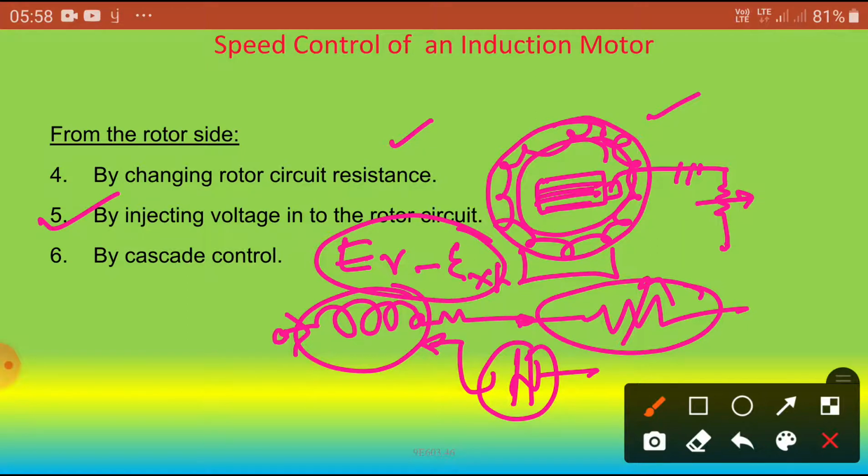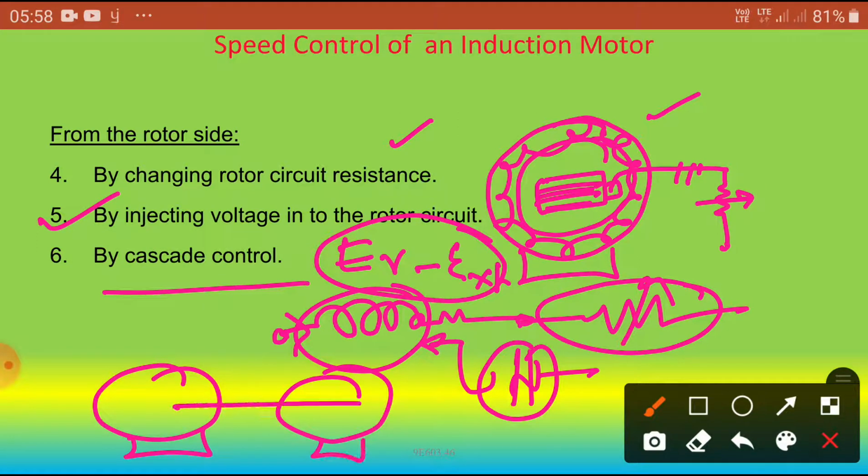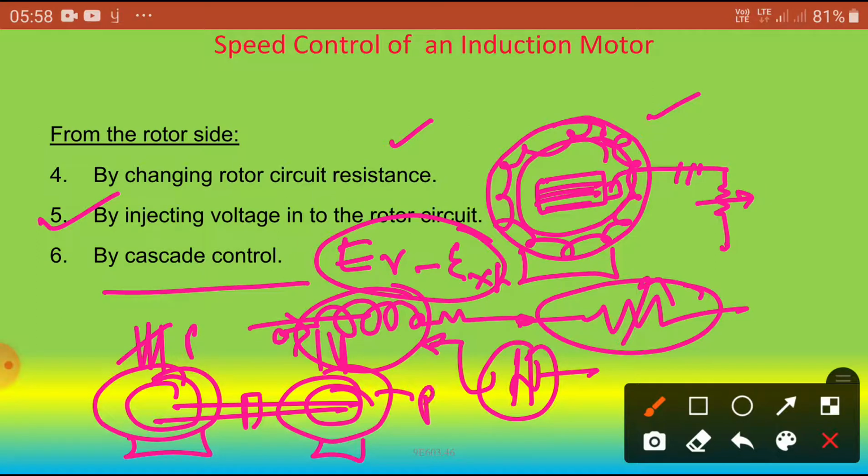And another is cascading control. That means here is one motor and here is another motor. Both rotors are connected and supply is given to the first one. It will run based on the number of poles designed. Next, this is disconnected, then connected to the same supply, and it runs based on its own P2 speed. So we are going to get this speed and this speed.